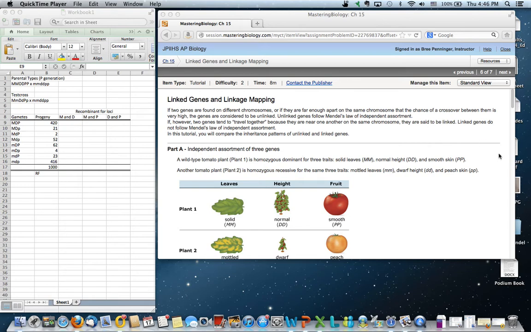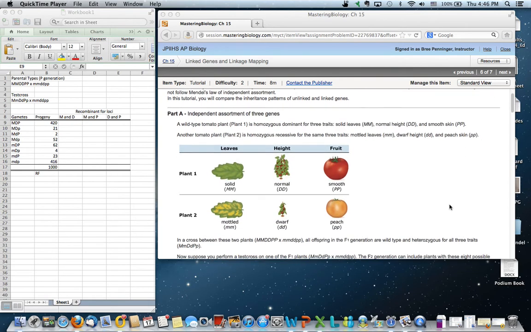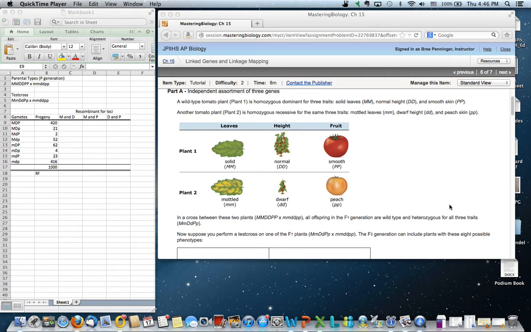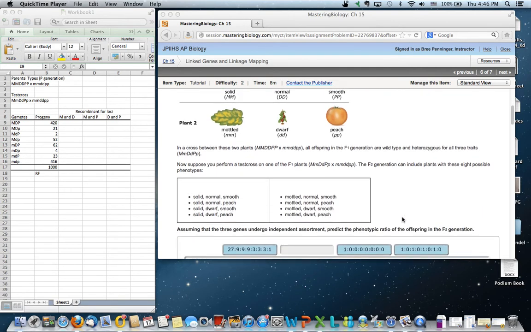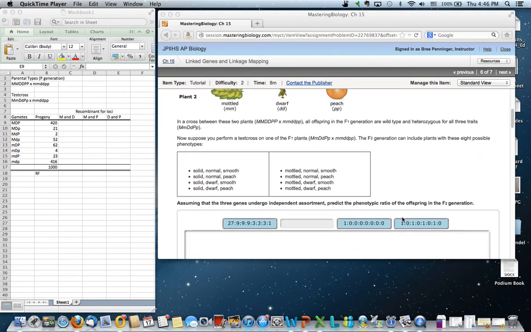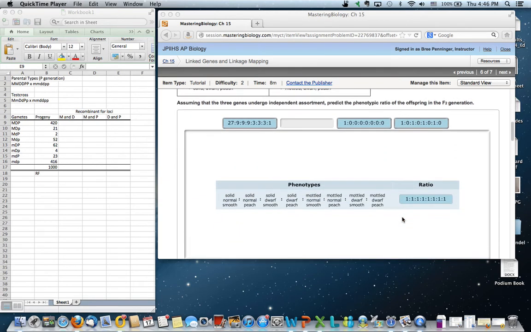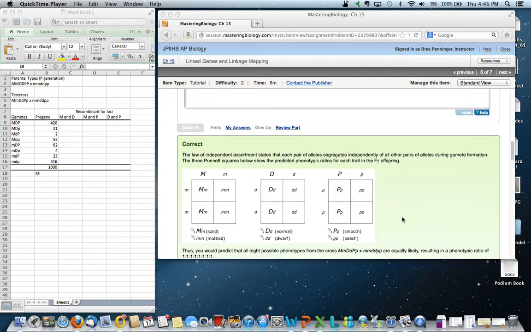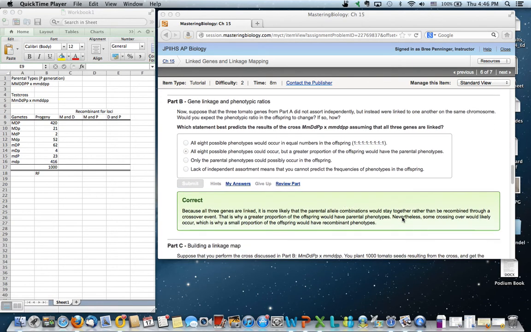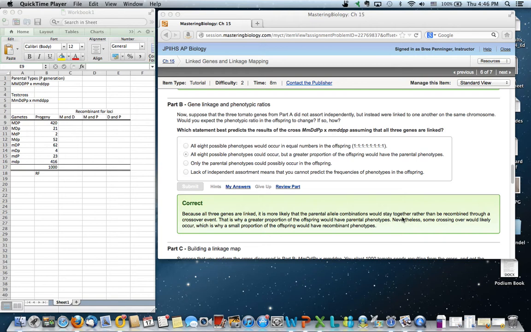So what we have done already in class today is we looked at these tomato plants and their traits. The solid leaves are the dominant trait, or the wild type, normal height, and smooth skin. And then the recessive traits are the mottled leaves, the dwarf plant, and the peach skin. We already went through how to determine the phenotypic and genotypic ratio. So I'm going to scroll all the way down past all these things that we've already done. Part B is going to be important in just a second.